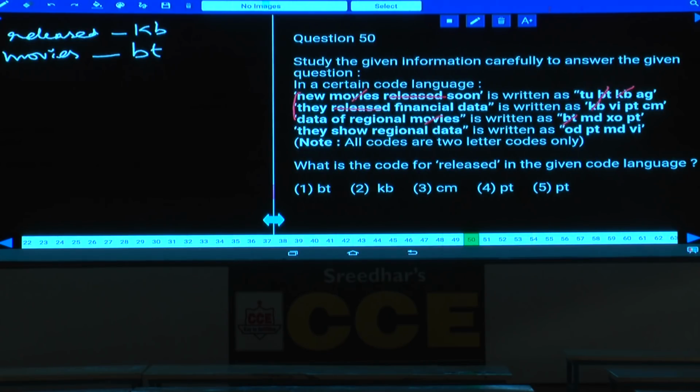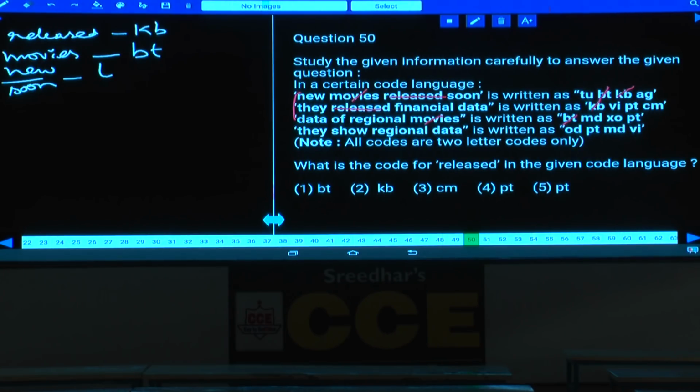Now, if you compare the first and the fourth one, new and soon are the 2 words which are common. But as this new and soon were nowhere repeated in any of the remaining statements, isn't it? Hence, the code to these two cannot be identified individually, and the codes to new and soon are TU and AG in any order.